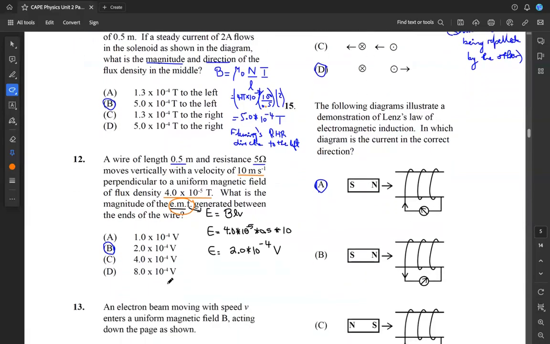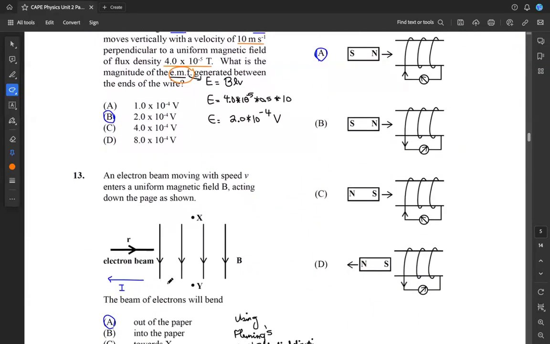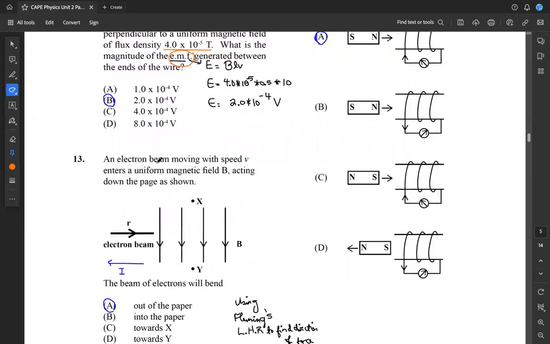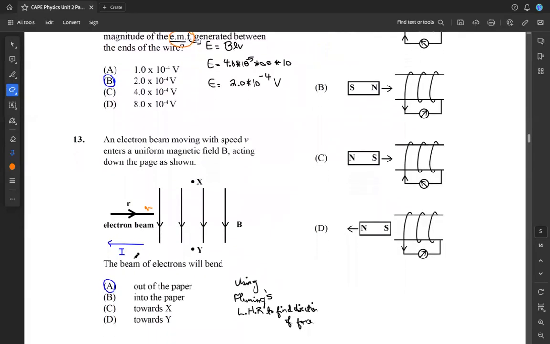All right, so moving along to question 30 now. An electron beam moving with speed V enters a uniform magnetic field acting down the page as shown. So this is the direction of our magnetic field. The electron beam is moving this way, with that speed V in this direction. The question is asking, which direction will the beam of electrons bend?